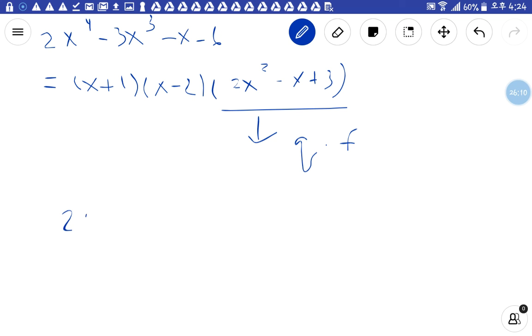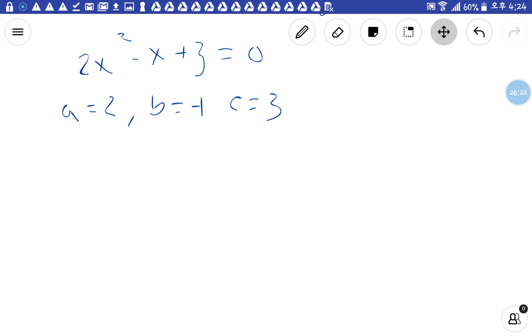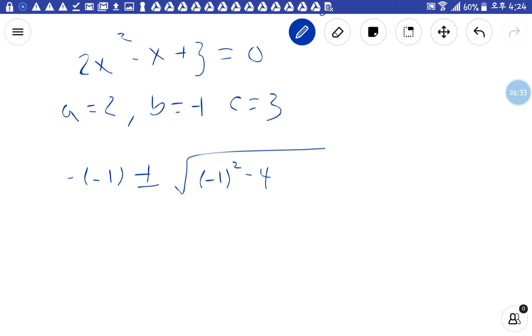So 2x squared minus x plus 3 equals 0. Where is my a? A is 2. B is negative 1. C is positive 3. Now what? Negative b plus or minus square root of b squared minus 4 times a times c all over 2a.